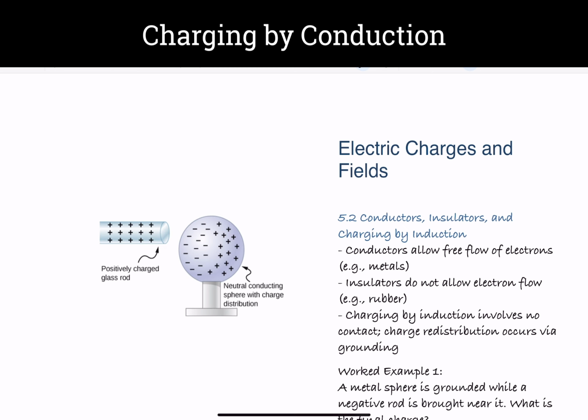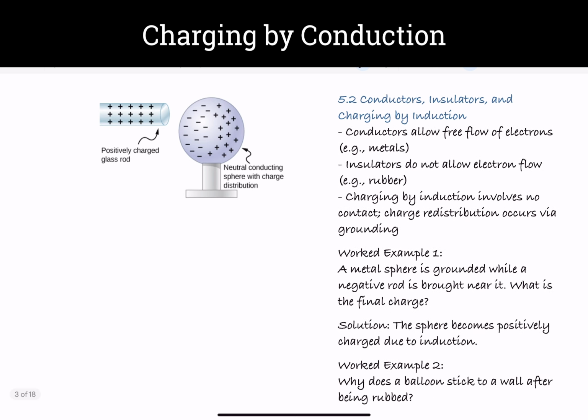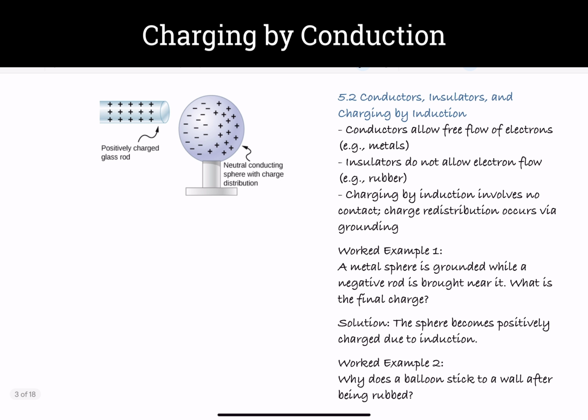In induction, you don't touch the object, you bring it very close. And not only that, after grounding, you made this have an opposite charge, which was negative, while you're bringing a positive charge. That's induction. But in conduction, you touch them and both of them get charged, but the nature of the charge will be the same. I hope that's clear.